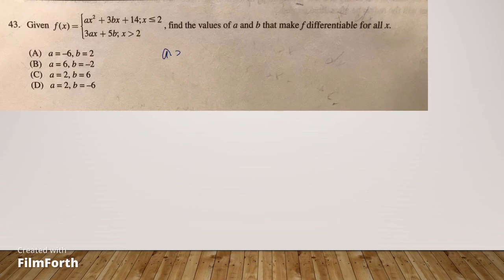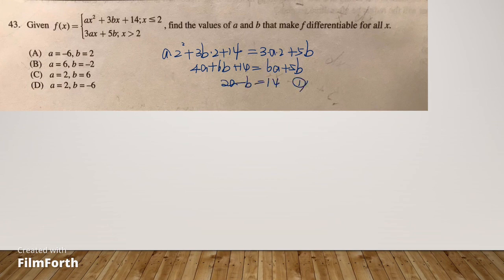Okay, a times 2 squared plus 3b times 2 plus 14. Okay, another piece. When x equals 2 is 3 times a times 2 plus 5b, simplified 4a plus 6b plus 14 equals 6a plus 5b. So 2a minus b equals 14. That is the first equation we get.